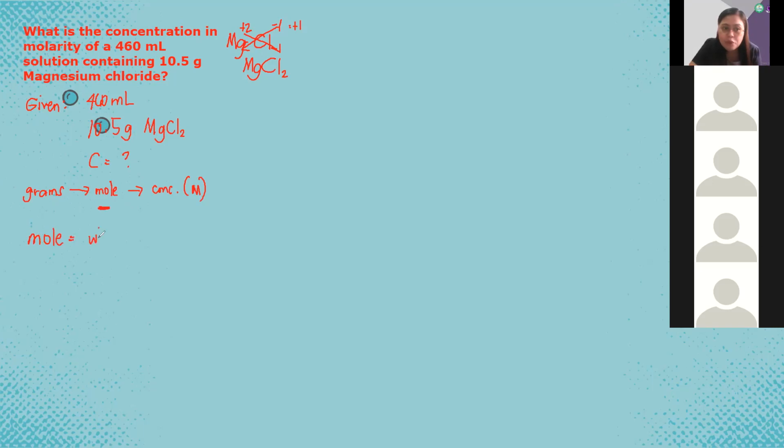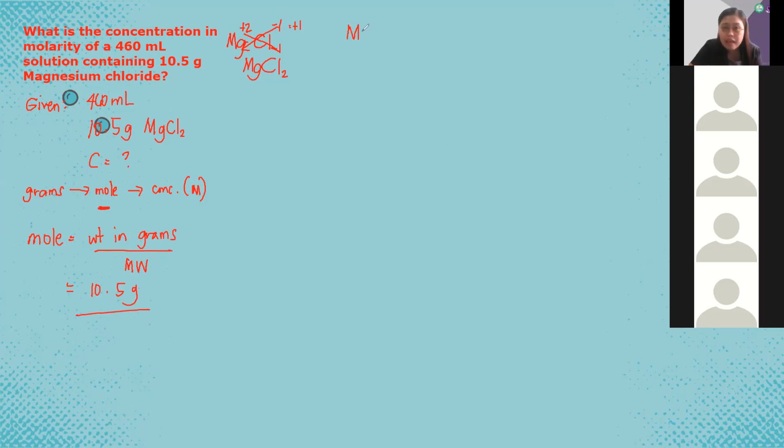Moles is equal to weight in grams divided by the molecular weight. So the weight in grams here is 10.5 grams, but the molecular weight is not given, so you have to compute first. The same process. Wait. Let me have a space for this. I'll be writing it here.